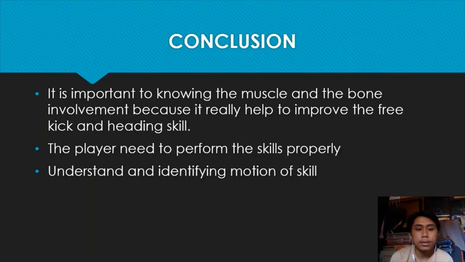The second one is that the player needs to perform the skill properly, because if they make a mistake, what they achieve is not what they get. Okay, and lastly is to understand and identify all the motions of the skills that they make.